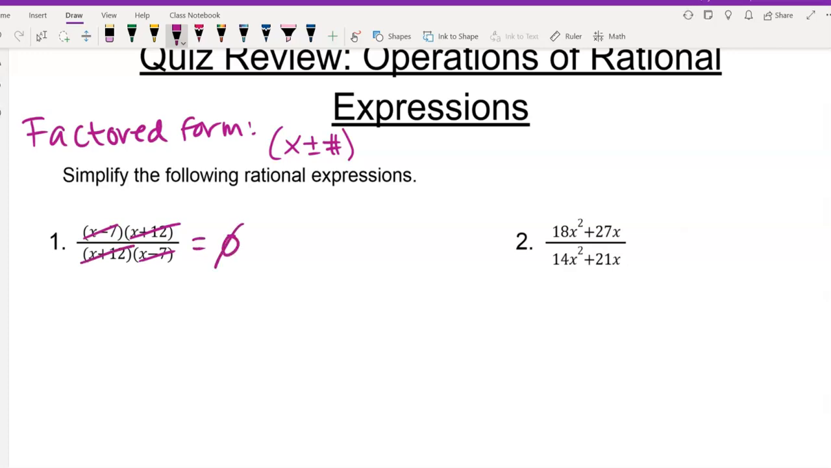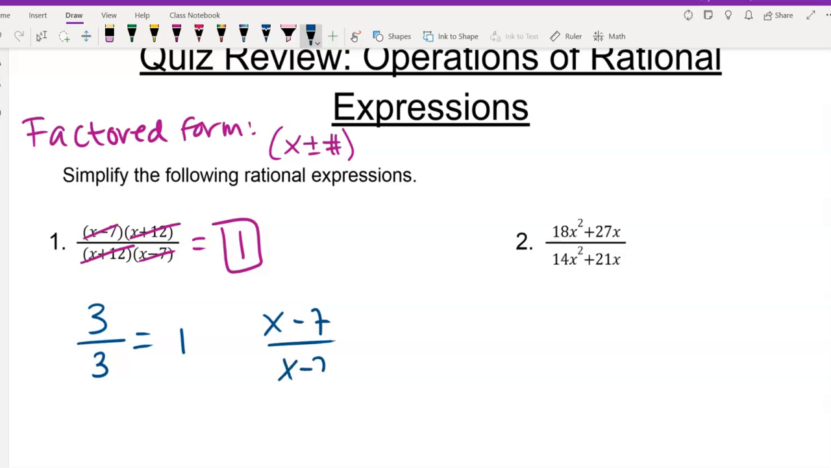This does not equal 0. No, no, no. This is going to be equal to 1. If you're wondering why, well, if I said 3 divided by 3 is 1, so x minus 7 divided by x minus 7 is also 1. If the top and bottom match, it doesn't leave nothing, it leaves 1. So when we cancel these two out, that's 1. When we cancel these two out, that's 1. So we have 1 times 1, which leaves us with 1.